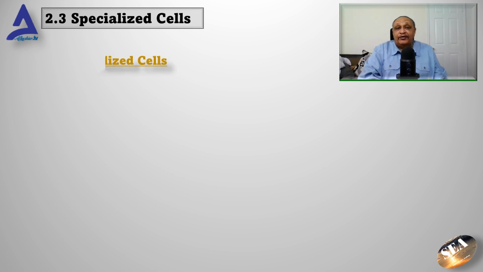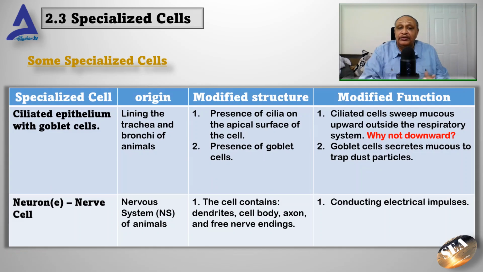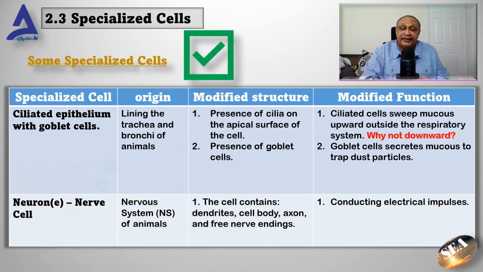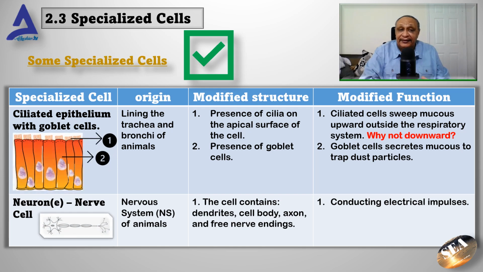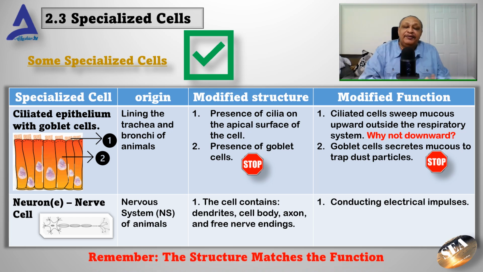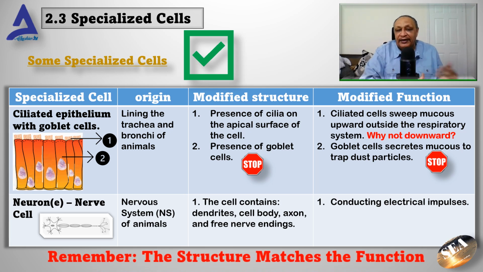So here we are going to study two types of specialized cell. The ciliated cell with goblet cells, ciliated epithelial cells with goblet cell. Epithelium is a type of tissue. We are going to come in the future about this one.